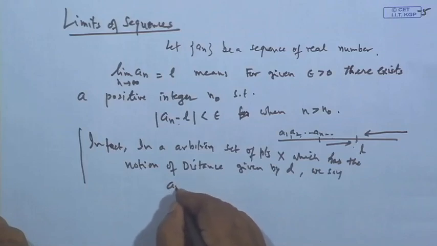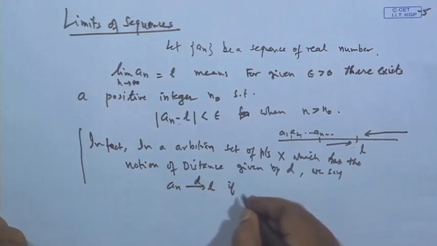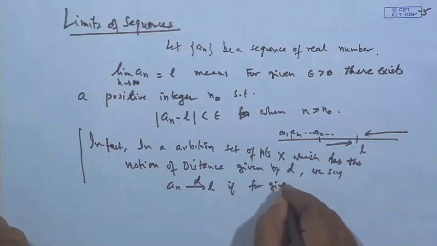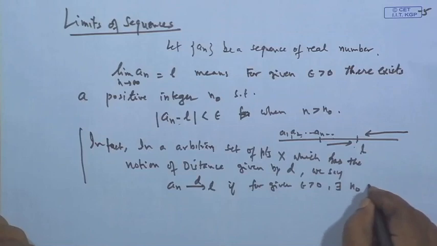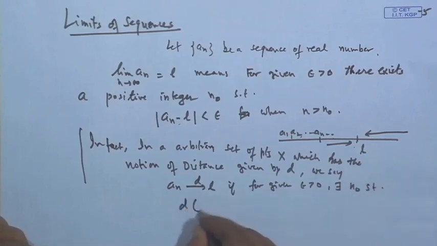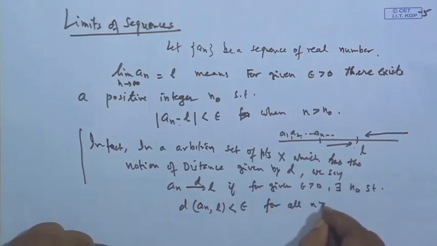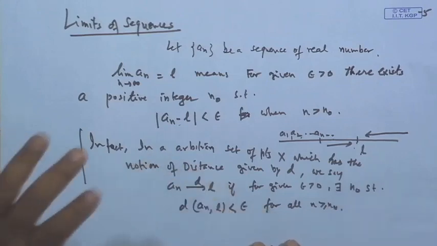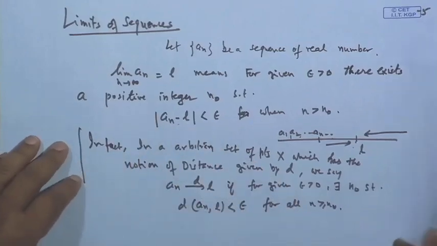a sequence a n converges to L under d if for a given epsilon greater than 0 there exists an n naught such that the distance between a n comma L is less than epsilon for all n greater than or equal to n naught. This is a general way, but we are not dealing with the general, that is why I restricted only to mod.